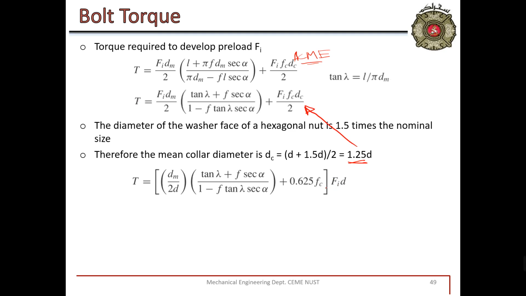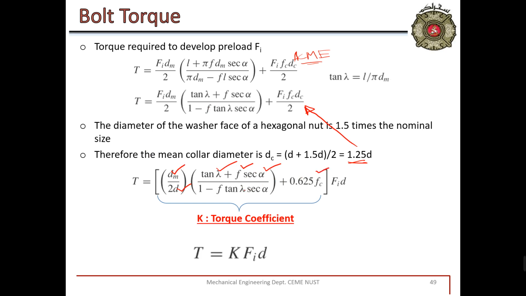One method is this equation. This K is a torque coefficient, and it depends on many parameters. It depends on dm, on d, on lambda, on alpha, on f, and on fc. You have two options. The diameter of bolt is given. From that diameter, just calculate dm. What is dm? The diameter of bolt is the outer diameter. You have dr, which is the root diameter. The average of these two is dm.